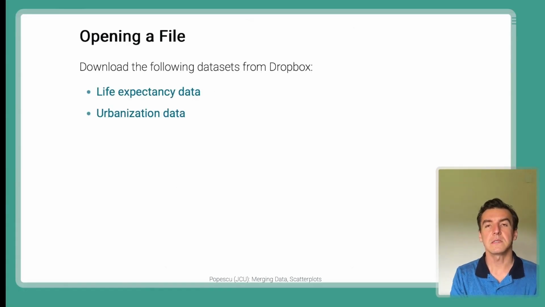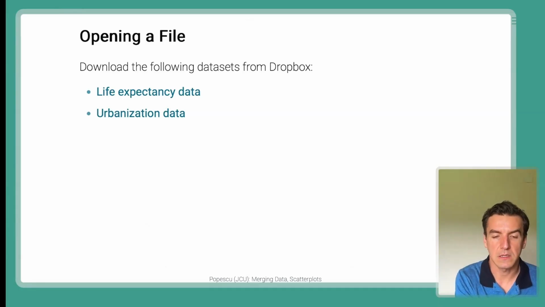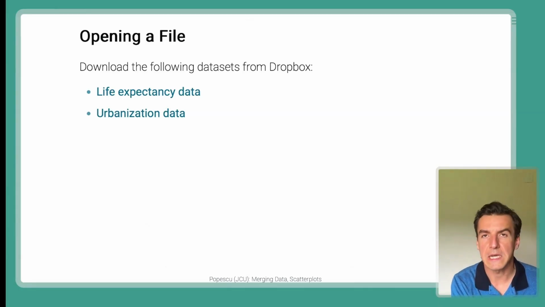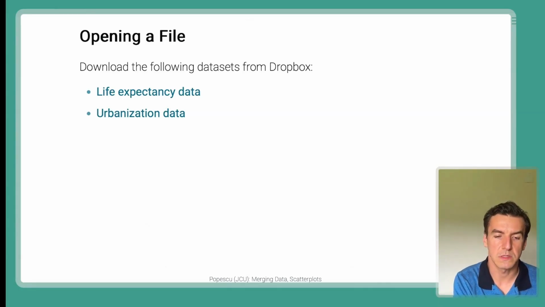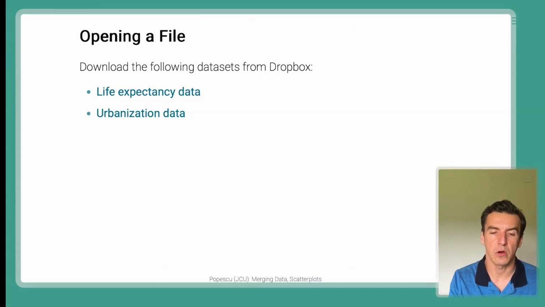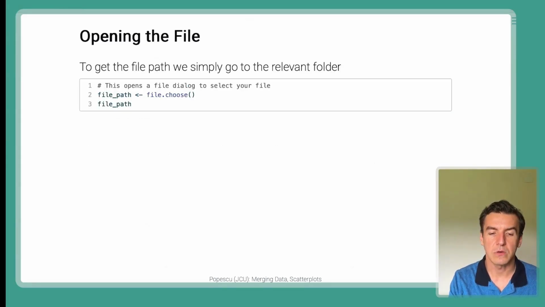So let us now download two data sets that I got from Our World in Data, which also got this data from the UN. This covers life expectancy and urbanization. If you click on these two links, this is going to take you to two Dropbox CSV files, which you should download and place in your work directory. Okay, so how do we do that?